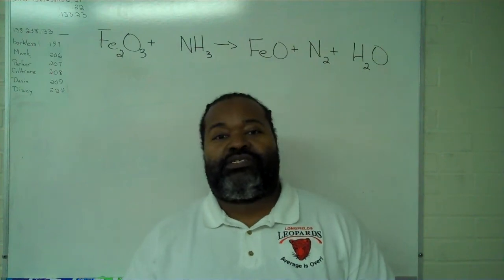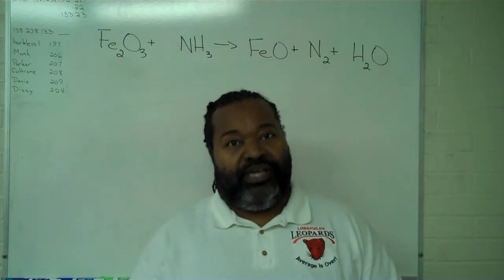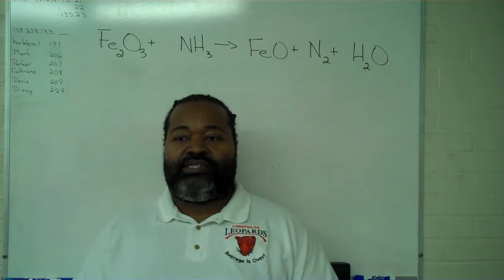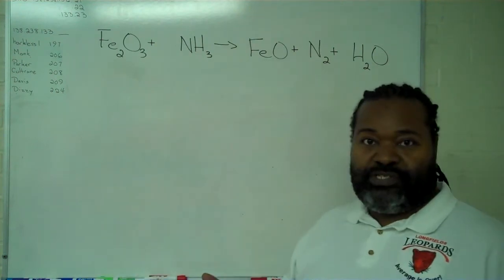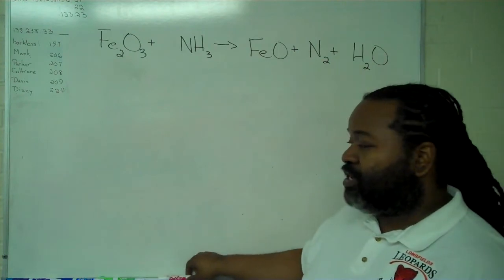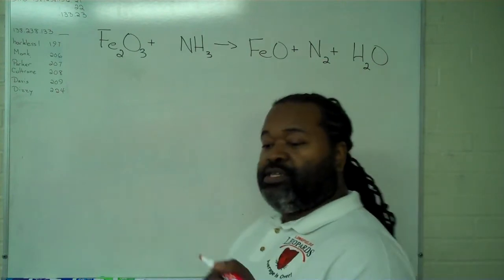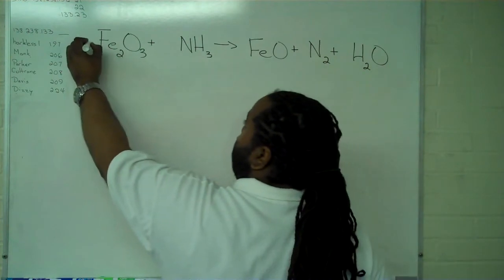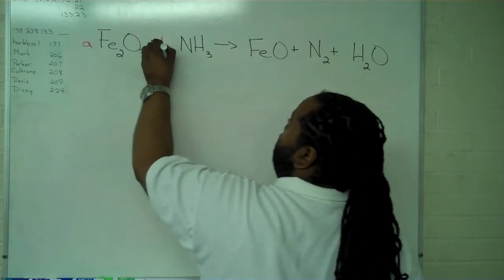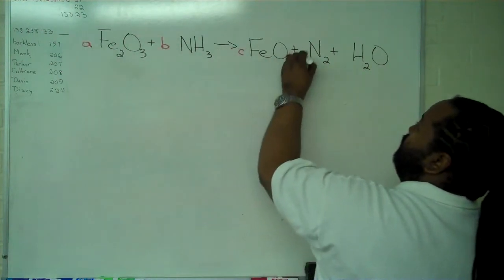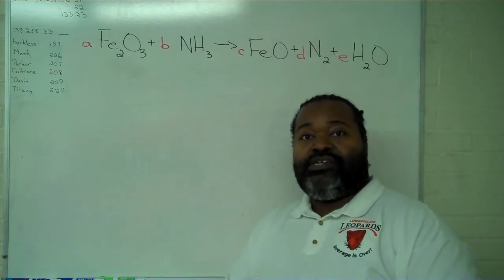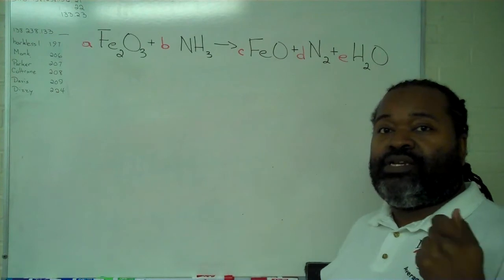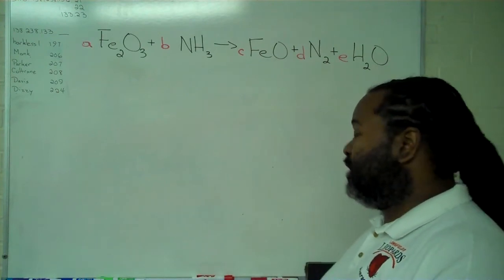This instructional video is designed to show you how to use the algebraic method to balance a chemical reaction. We have one written here, and the first step in the algebraic method is to assign what we call dummy coefficients. They're just placeholders. So A, B, C, D, and E. Once we've assigned these dummy coefficients, the next step is to write out an equation for each element that we find.